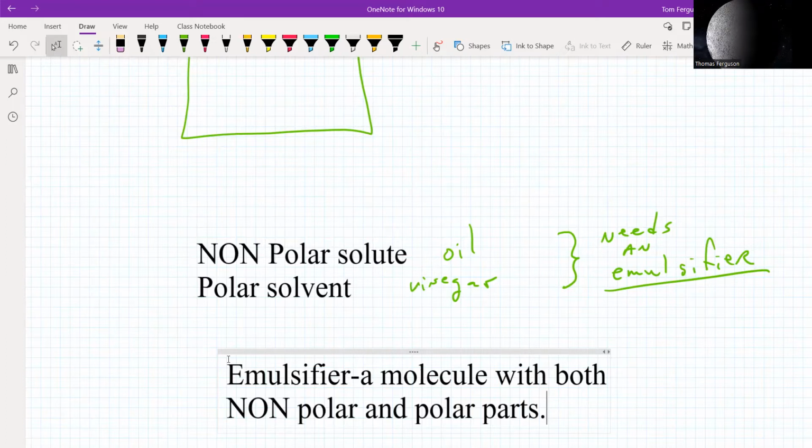What's a common emulsifier you use probably most every day of your life? Like egg? Egg yolk. But that's one emulsifier. It's got lecithin in it, which is the emulsifier.